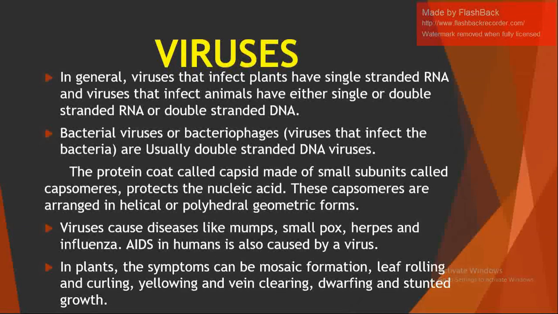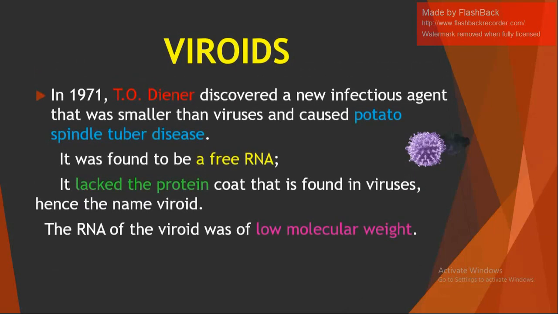And the plants become dwarf. Dwarf means short and stunted growth. Stunted growth means there will not be any further growth within the plant. It remains stunted, which means growth is totally stopped. Okay, now what are viroids?